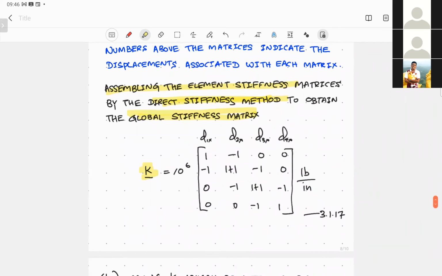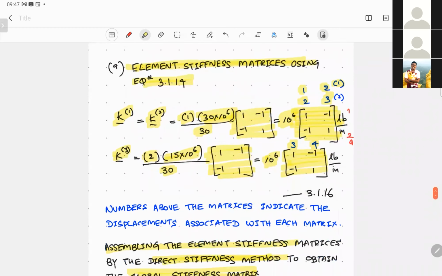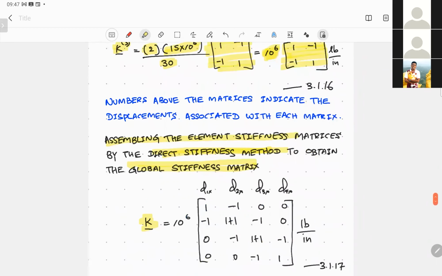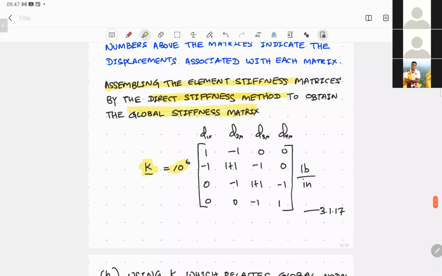So we have 4 nodes. 4 nodes means we have 4 degrees of freedom, so the rank of our matrix would be 4 by 4. The stiffness matrix we can write in this way. We have a common factor 10 to the power 6, which we can take out here. And without filling in the information in the middle for now, we can write the corresponding displacements as a row as well as a column.